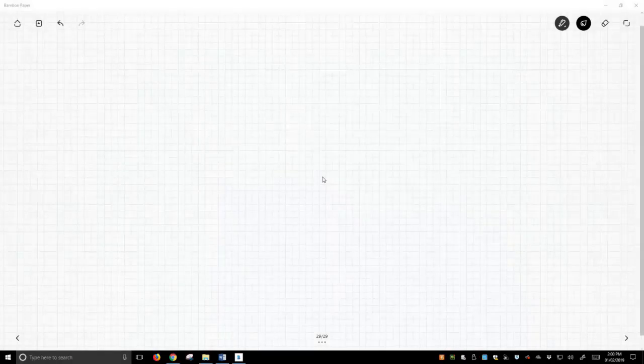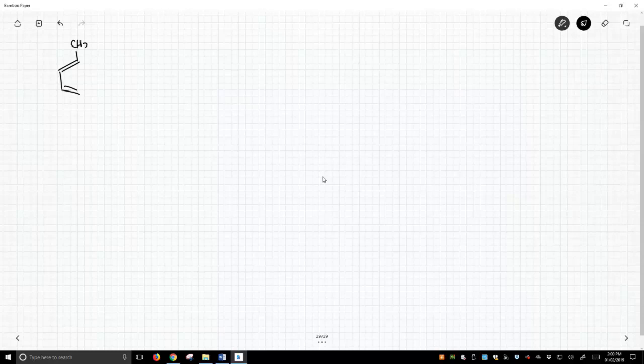Okay, let's do a Diels-Alder reaction from start to finish. Here's our diene, and there's our dienophile. The first thing we have to do is figure out the regiochemistry.